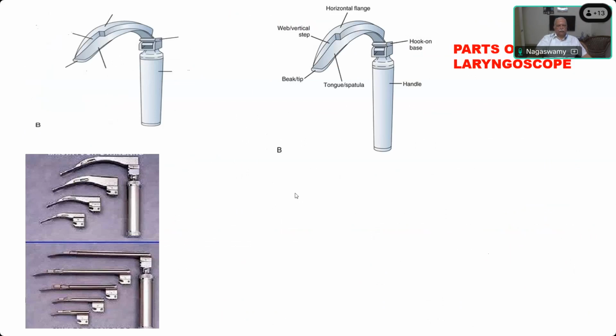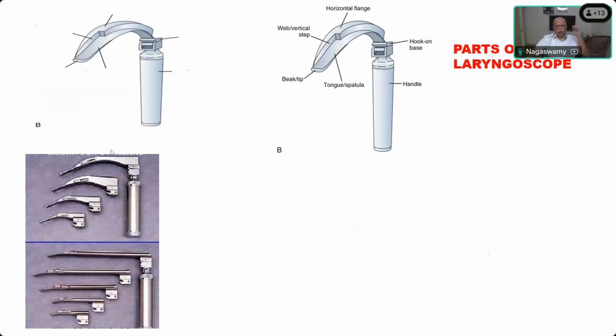What is shown here? Macintosh blade and Miller's blades with various sizes. You must always say Macintosh curved blade and Miller straight blade. Even though your answer is correct, always give a full description: standard sizes of Macintosh curved blade and standard sizes of Miller straight blade for pediatric to adult use.